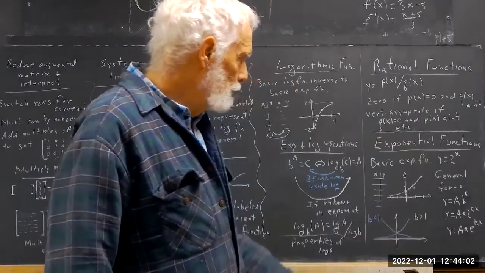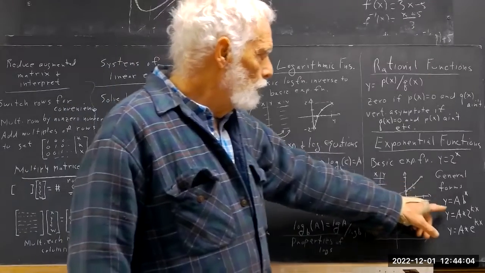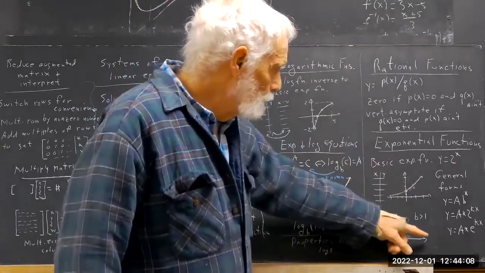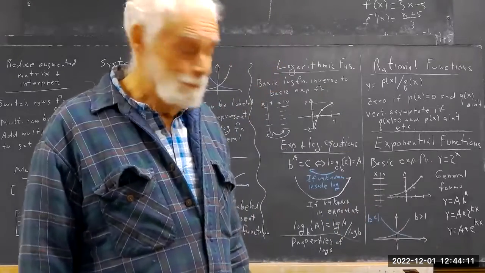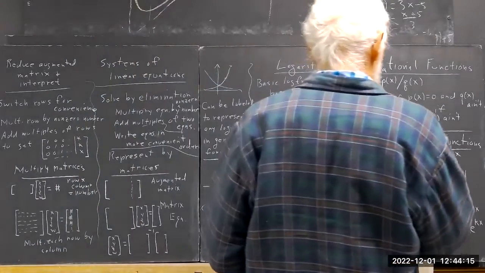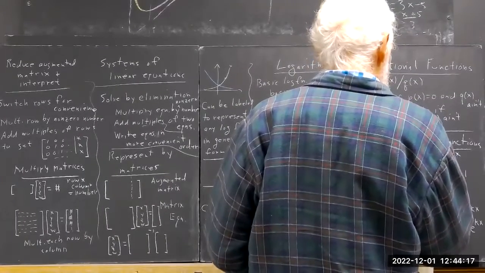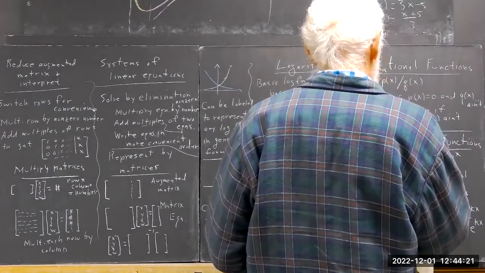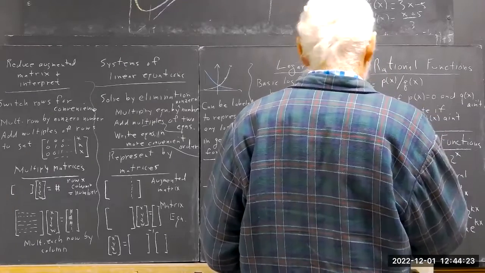Obviously, you know how to do the graph. Or if you have the form a b to the x, if b is greater than 1, you have this. If b is less than 1, you have this. Okay. And we could also throw in 2 to the negative kx, or 2 to the negative x.